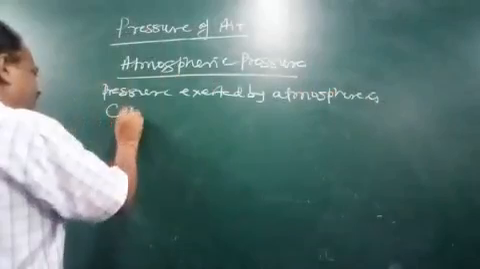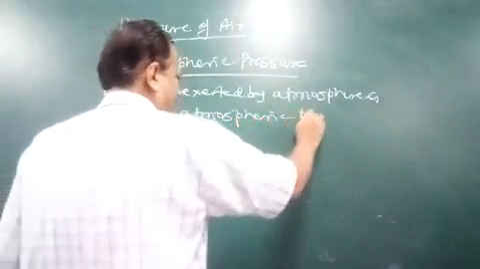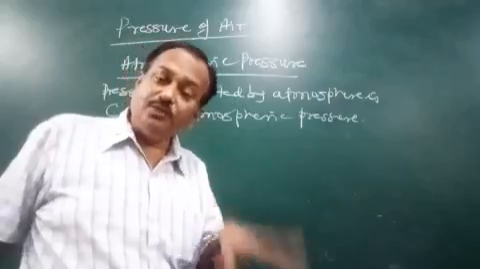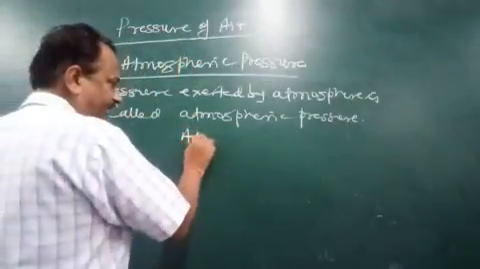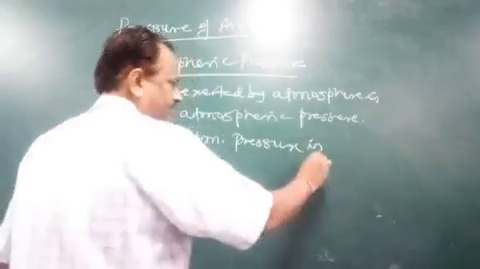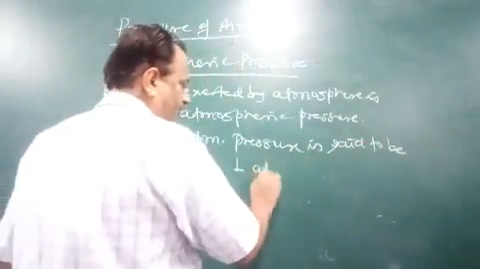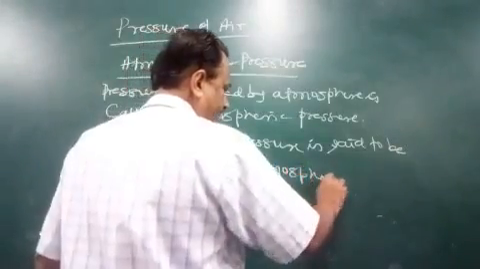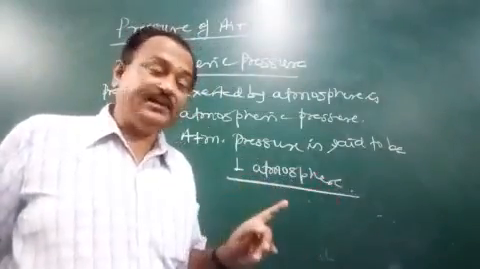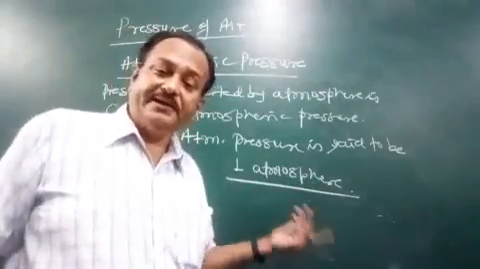Pressure exerted by the atmosphere is called atmospheric pressure. At the ground, at the normal level, atmospheric pressure is said to be 1 atmosphere. 1 atmosphere pressure is here atmospheric pressure. We'll see about its value.